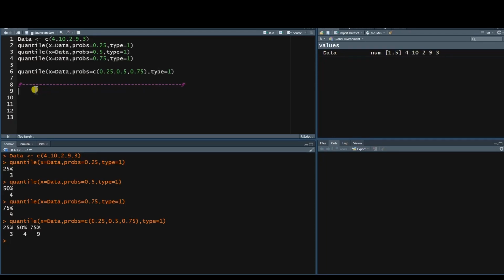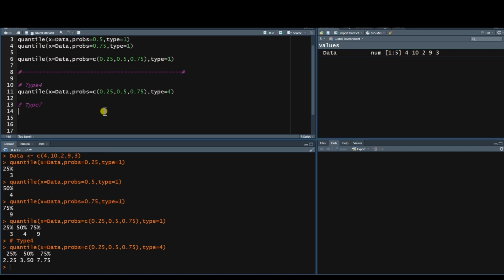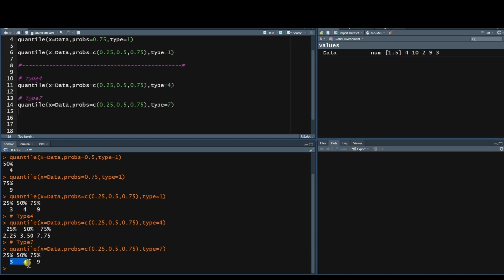Okay, so in order to obtain a quartile using type 4, you only change the type option. It's very easy. That is quantile x equal data, probs equal 0.25, 0.5, 0.75, and type equal 4. So you can get the quartiles using type 4, and it's the same value as in the lecture note. Okay, and the type 7 is like this, 3, 4, 9.